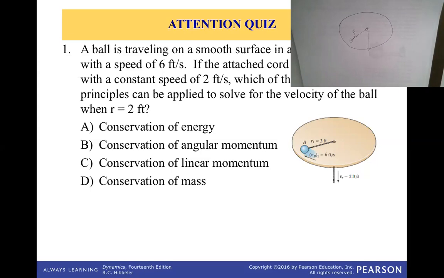I see most of you say B. Okay, that's correct, because obviously we are talking about angular momentum today, so that should be the answer, right? So yeah, but actually that's not a reason.